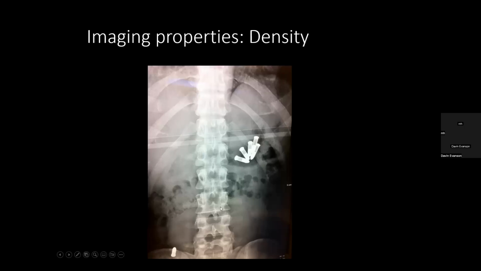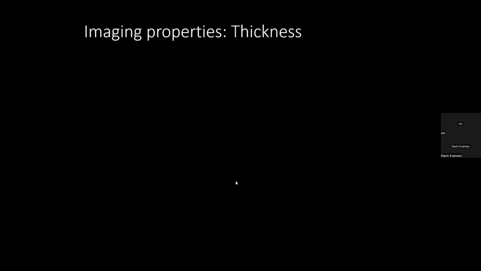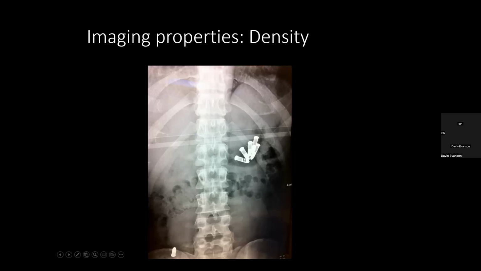Here is an abdominal radiograph. What are these things, do you think? Those look like bullets to me. Radiopaque metal. They absorb the x-rays.